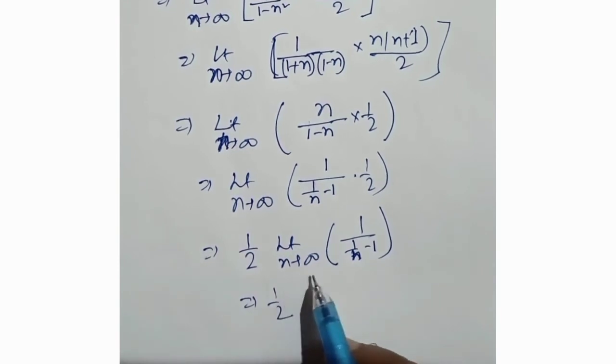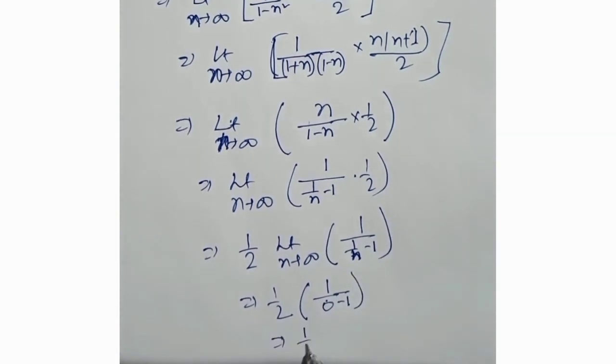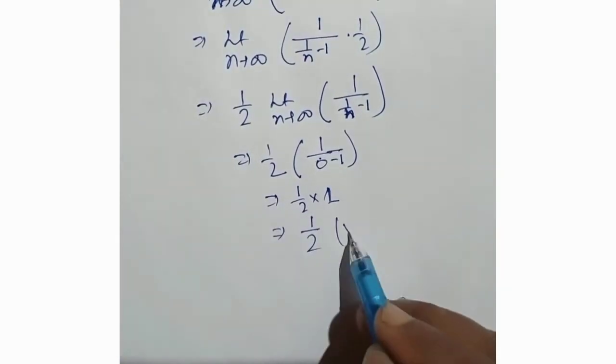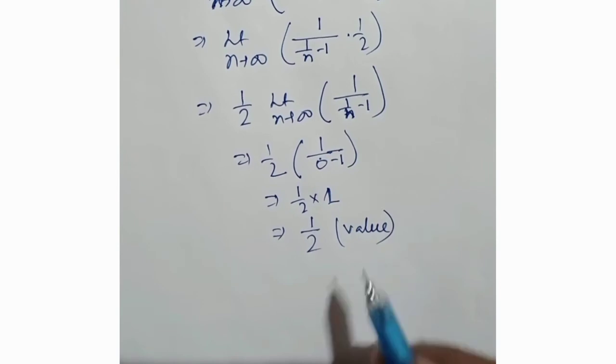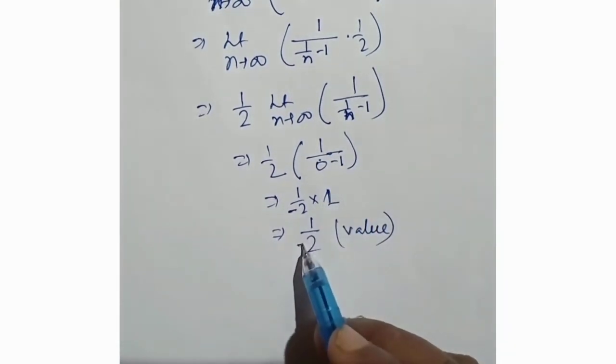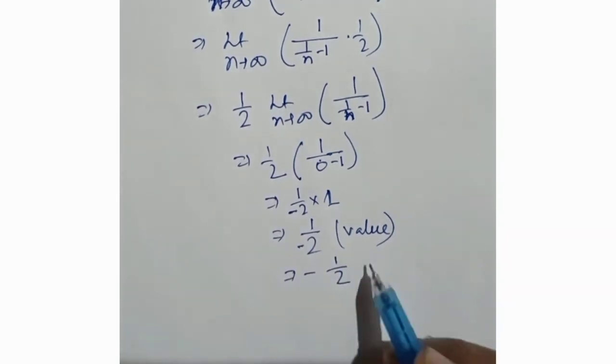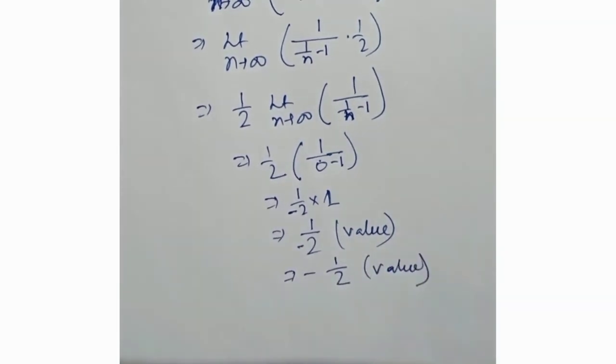So simply just put the value of n. So we'll get 1 by n means this is 0, this is minus 1, so half into 1, so you will get simply half. This is the value of that limit. Sorry guys, this is minus half here because of minus here, or simply minus half. This is the value of it.